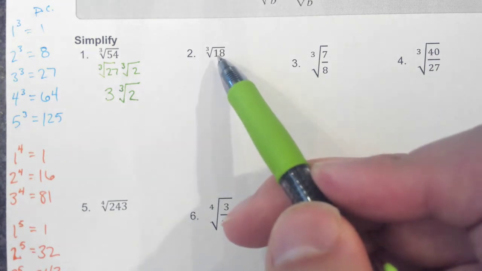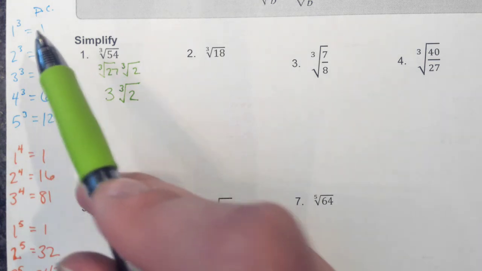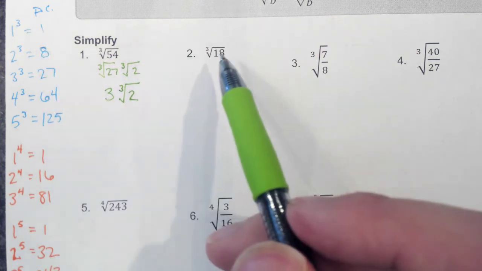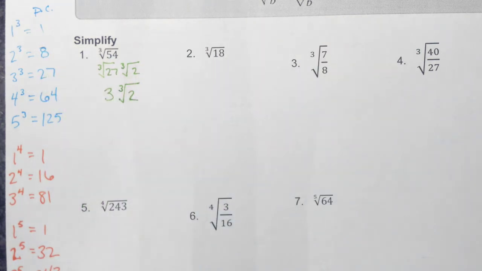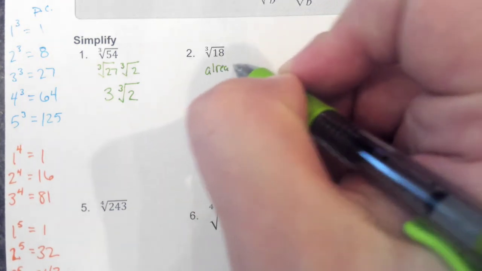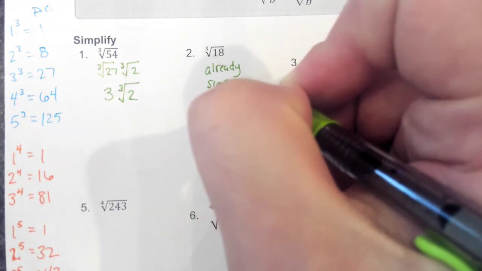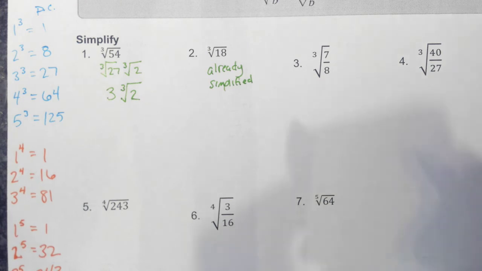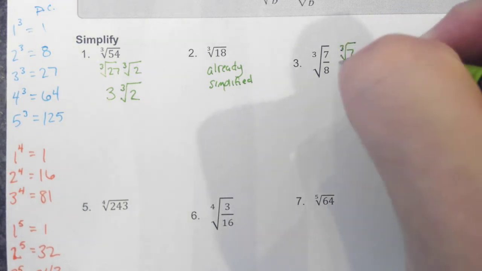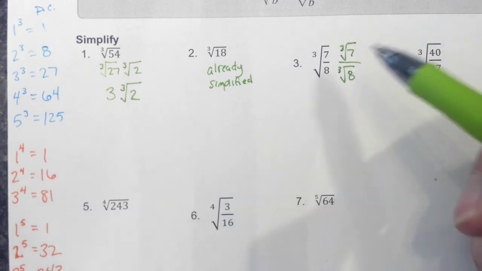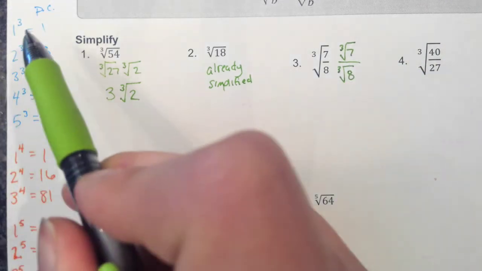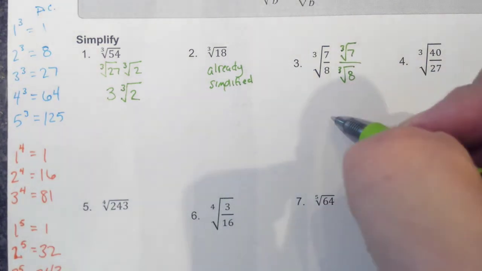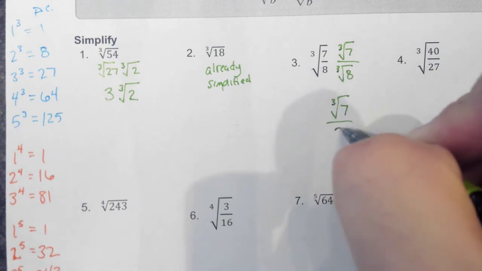Similarly for number 2, what perfect cube divides 18? 1 does, but it doesn't change anything. 8 doesn't divide it, and 27 is already too big. So this one is actually already simplified. Number 3, we've got the quotient, so we're going to separate it into the cube root of 7 and the cube root of 8. On top, cube root of 7, obviously none of those perfect cubes divide it, so it's going to stay that. What's the cube root of 8? It's 2. So this is the cube root of 7 over 2.